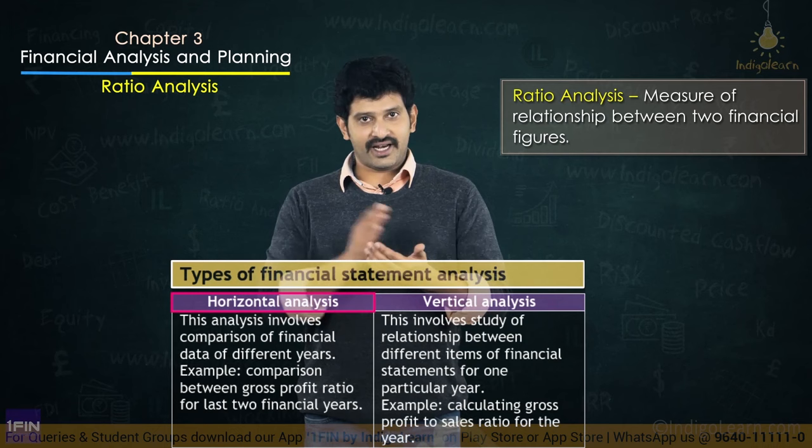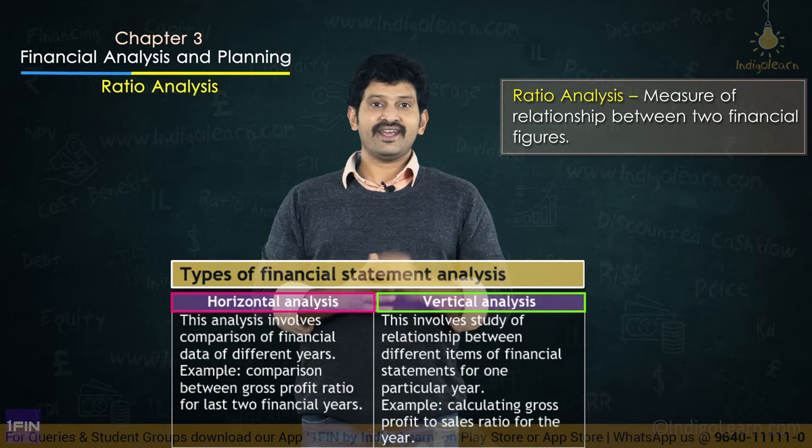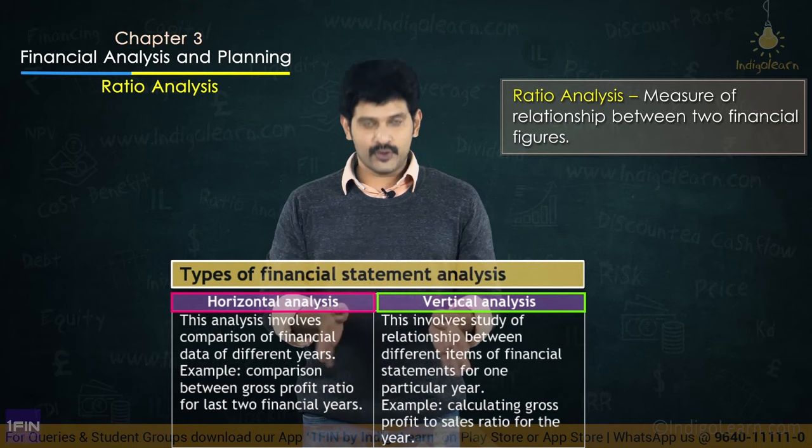Then what is vertical analysis? Analysis of components of the same year. In 1 year, we will take different components and then analyze. So in ratio analysis, this is what we will do. This is the most popular method.